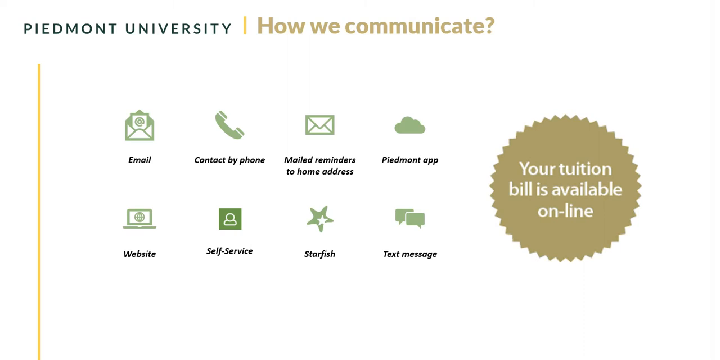It's important that you know how we communicate. We typically use email as a primary form of communication with you, but we will call and post occasional reminders on the Piedmont app, the website, self-service, and Starfish. Since your tuition bill is available online, we don't mail a lot of reminders to your home address, but the occasional mail will be sent. We also may send out text messages.